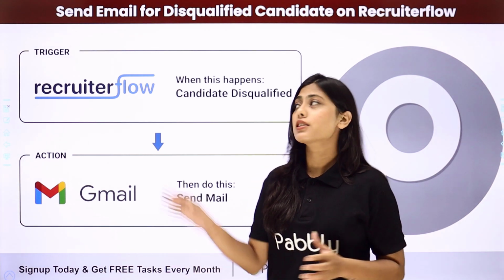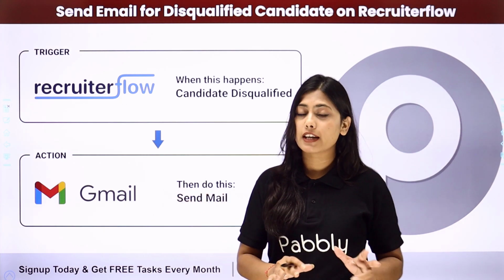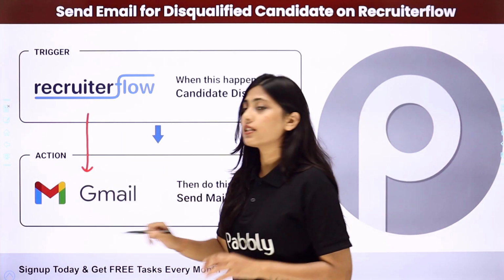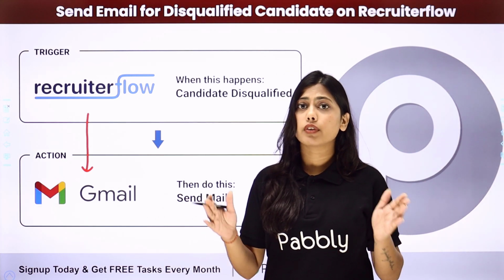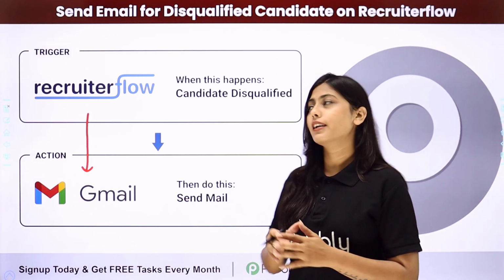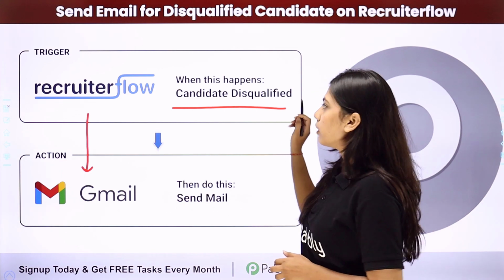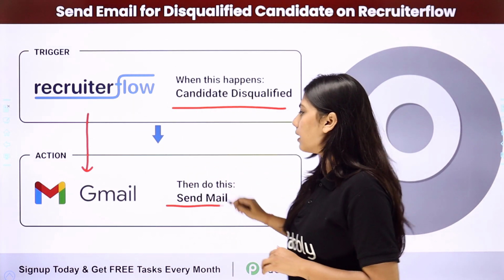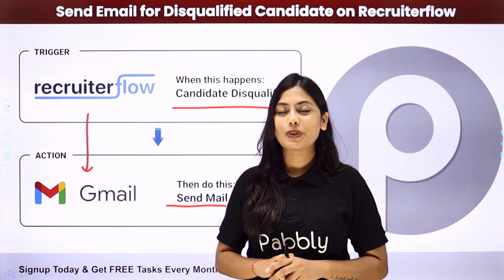So you can automate this complete process with the help of Pabbly Connect, where you will integrate Recruiterflow, the application, with Gmail. In this automation that we are going to create using Pabbly Connect, our trigger will be candidate disqualified in Recruiterflow, and our action will be to send mail via Gmail. Let us learn how to do that.